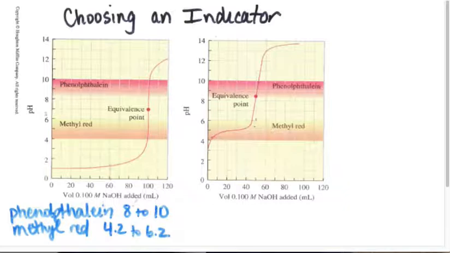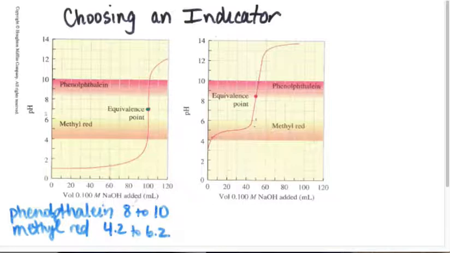So this first curve right here is a strong titration. We see that the equivalence point is at 7, right? So the question is, what do we want to use? Can we use phenolphthalein? Can we use methyl red? They're both really far from the equivalence point. What matters has to do with the amount of base you add. If you look here, this is at like 100 mils, right?